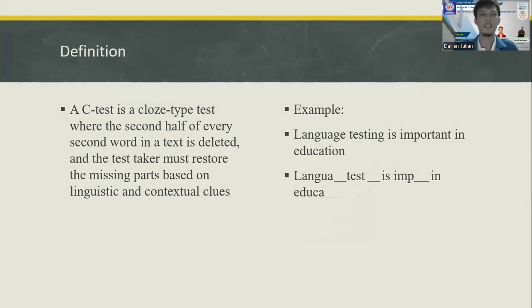A C-test is a closed-type test where the second half of every second word in a text is deleted, and the test taker must restore the missing parts based on linguistic and contextual clues. A C-test is a type of language proficiency test designed to measure a person's overall command of a language, especially reading comprehension and grammatical knowledge, through context-based gap filling.